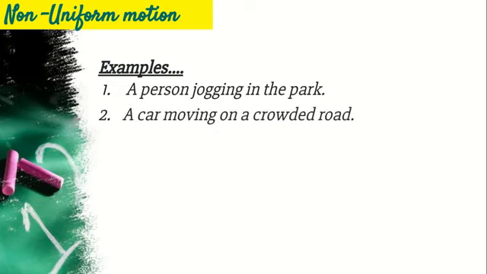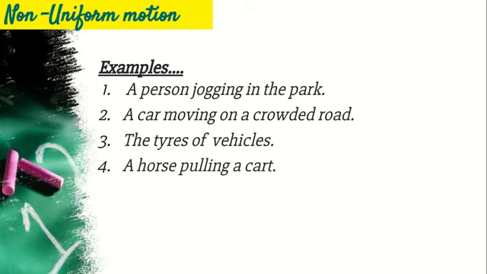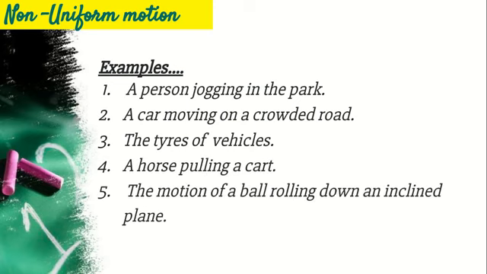A car moving on a crowded road. A crowded road cannot let the car maintain its speed. It has to increase or decrease depending on the situation. The tires of the vehicle: on a straight road they may move at the same speed, whereas when it comes to turnings, it may change. So it is a non-uniform motion. A horse pulling a cart. Again, same as the person jogging, a horse also cannot maintain its speed throughout.